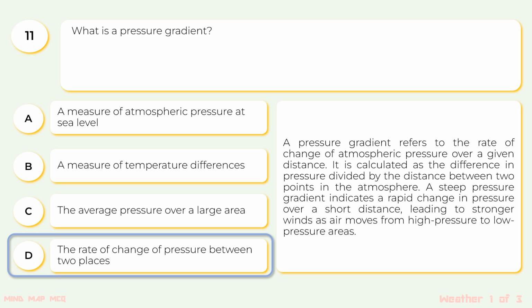A pressure gradient refers to the rate of change of atmospheric pressure over a given distance. It is calculated as the difference in pressure divided by the distance between two points in the atmosphere. A steep pressure gradient indicates a rapid change in pressure over a short distance, leading to stronger winds as air moves from high pressure to low pressure areas.